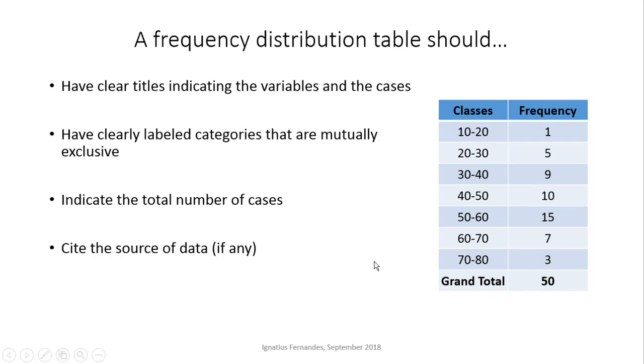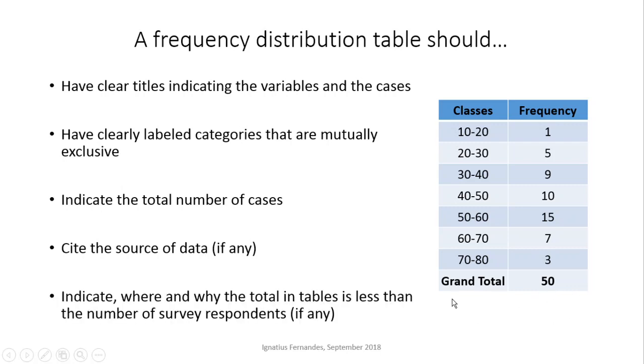In case you are taking this data from somewhere else, you should always mention the source of the data. This is my own data, so there is no source here, but in case you are taking it from other resources like magazines, the internet or a research journal, below the table you should always mention the source of the data. And in case there are some values missing, we should always give the reasons why they are missing, or why the total is less than the actual number of values that were collected, and so on.